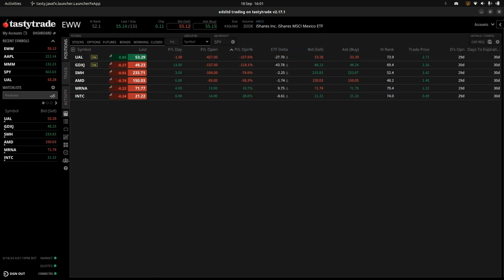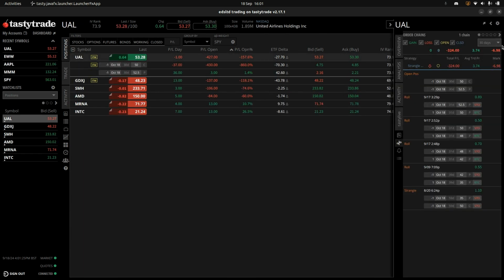There was one thing that I wanted to go over with yourselves, and it was UAL. We have been managing UAL pretty heavily recently. As you can see here, these are all the rolls that we've made. We started off with an original strangle. We rolled the put side up from the 35 to the 42 strike. Then we rolled the 42 strike into the 48 strike. And then we rolled the 48 strike to the 50 strike.